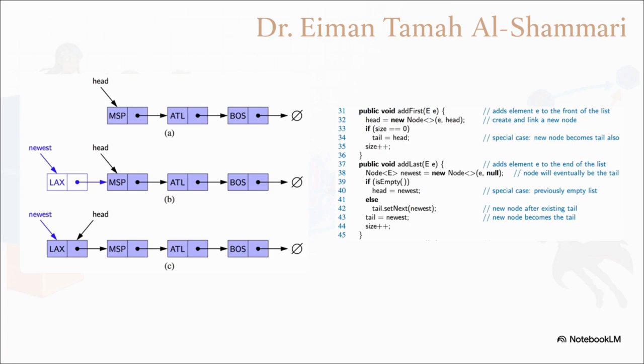And it's so cool how the theoretical concept perfectly matches the Java programming. To insert the airport code LAX to the front of our flight path, the add first logic simply creates a new node for LAX, sets its pointer to the old head, which was MSP, and magically updates the official starting line. Theory and code just working together in perfect harmony.